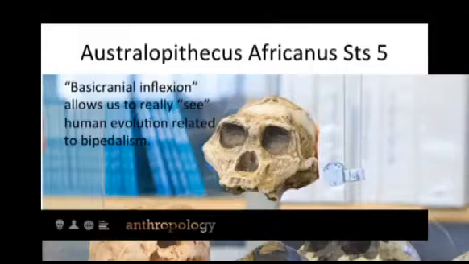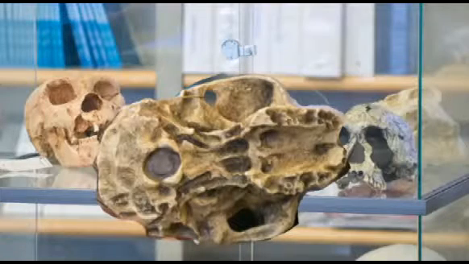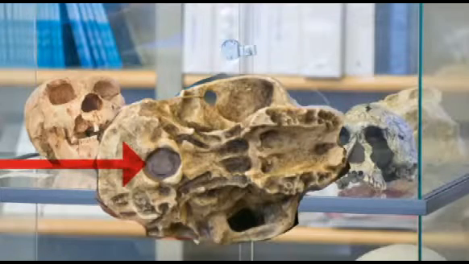Now, sometimes you'll hear Australopithecines or Australopithecus referred to as transitionals. And a lot of this is related to morphological analysis. Look and see the position right here of the foramen magnum. And you can actually see the basiocranial inflection. And this increases from apes as we move to humans.